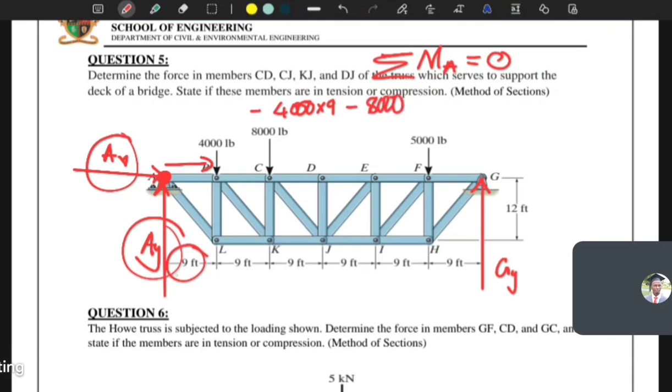The distance now will have to be 9 plus 9, which is 18. Then we have the 5,000 there, also causing clockwise about point A, but the distance will be 9 plus 9, 18, 18 plus 18, that is now 36. And then 36 plus 9, 45. Clockwise, so we have 5,000.